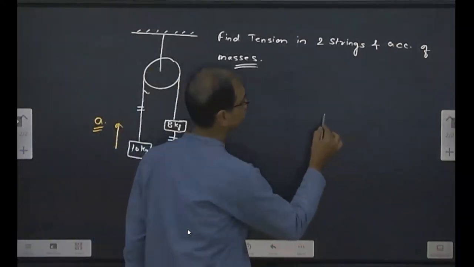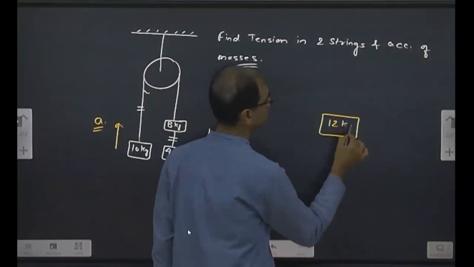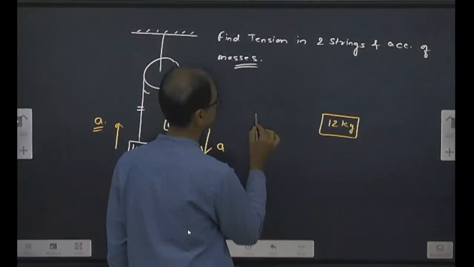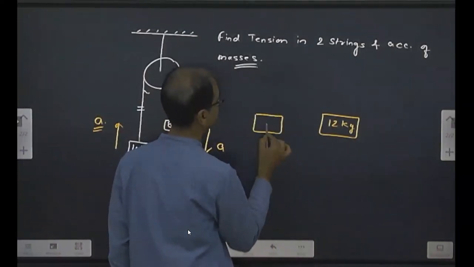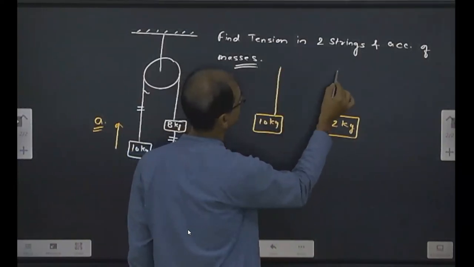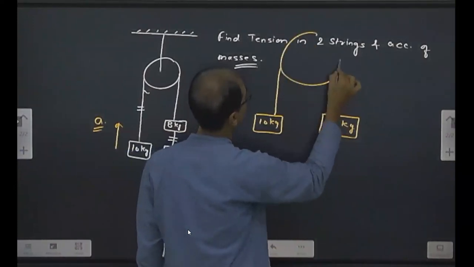So 12 kg. Here is 12 kg, and here is 10 kg. Something like this it is. And here is one pulley which is connecting.